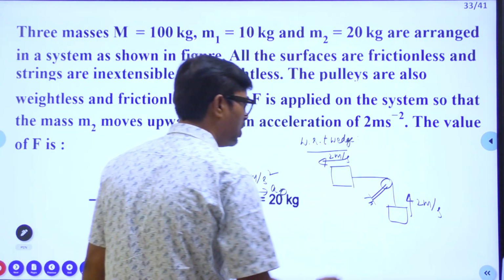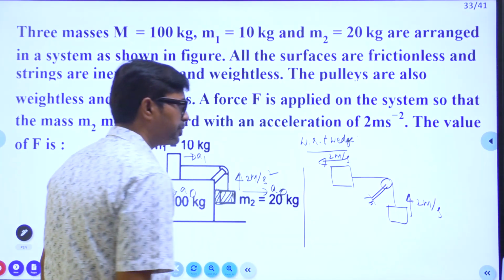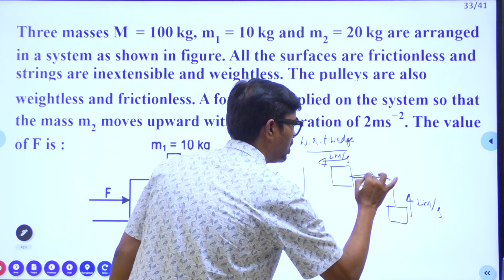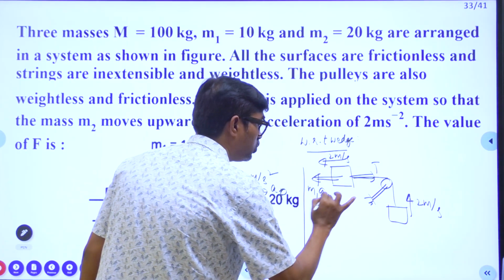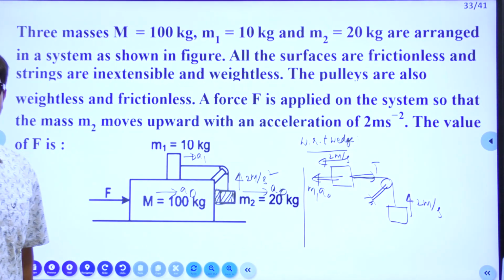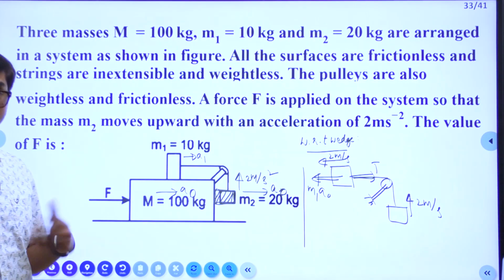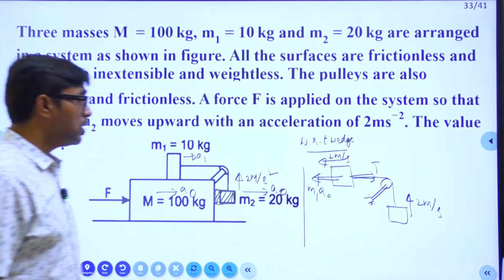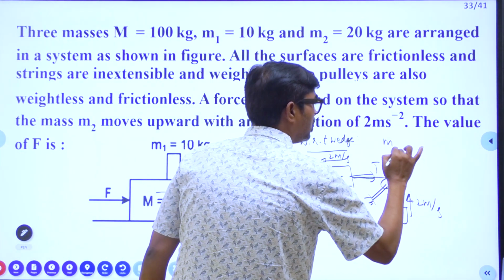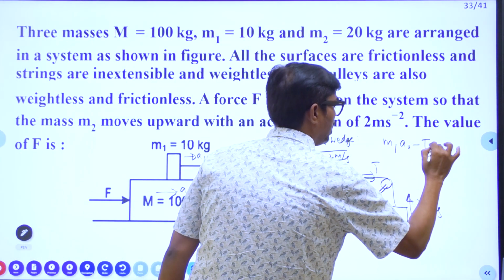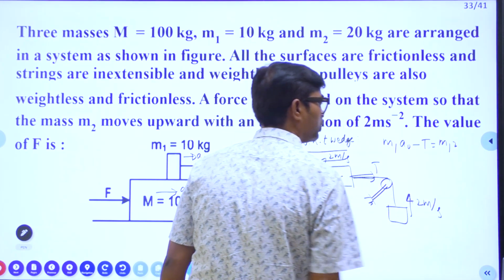Now if I apply Newton's law here, we can write that tension is there and pseudo force will be there, m1 into a0. Why pseudo force? Because the block is having acceleration. With respect to a non-inertial frame, you have to apply pseudo force. So you have m1 into a0 and T there. So m1 into a0 minus T equals m1 into 2.